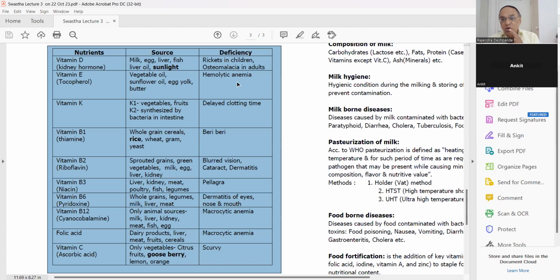But vitamin E is also related with your energy, also with your immunity, and especially, please write down, vitamin E and infertility.